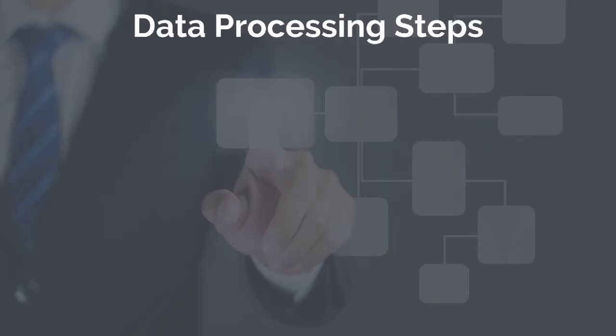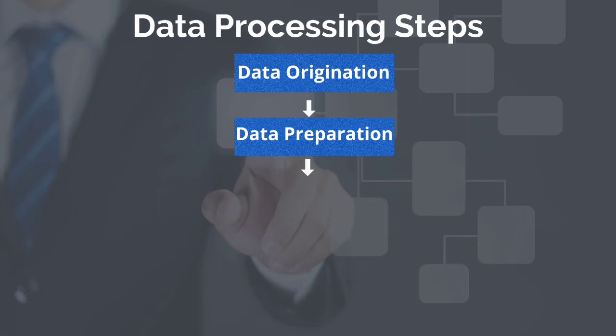So now let's look at data processing steps, the various steps which are involved in data processing. There are basically 5 steps. The first step is data origination. This has to do with data collection, how data is being collected at the first instance. Then it will now lead to data preparation. It has to do with sorting of the data and arranging them in a particular order. It could be alphabetically or in an order that can easily be retrieved.